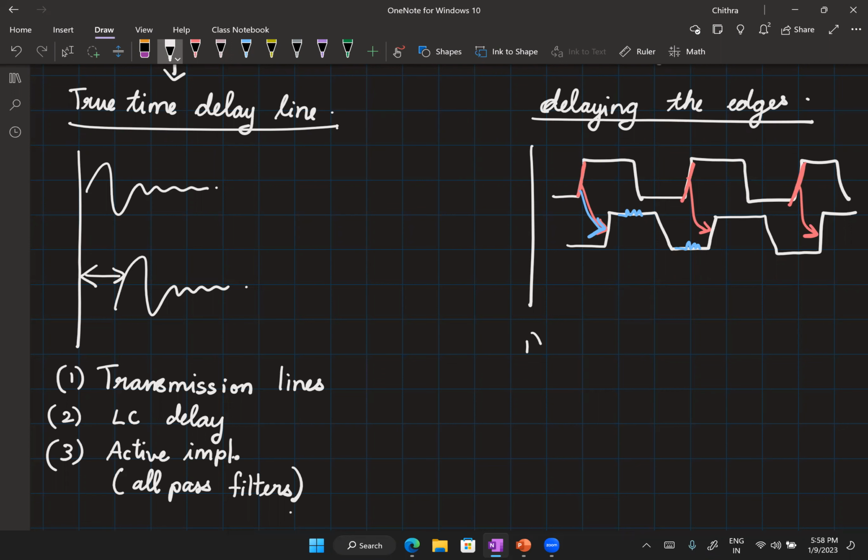Now, can you guess how we will implement such a delay line? I mean, what circuit component that you have learned that will allow me to delay the edges? Buffers, right? So you can take a CMOS inverter, put two of them together, you'll get a buffer that is going to delay the edges. So this sort of delay lines are generally implemented using CMOS inverters and different variations of CMOS inverters. Yeah, and this is usually used for delaying clock signals.